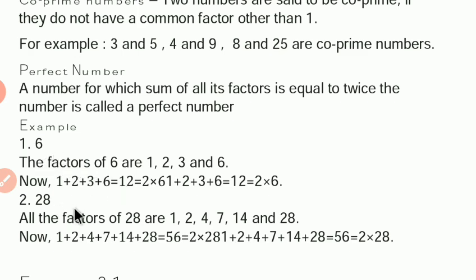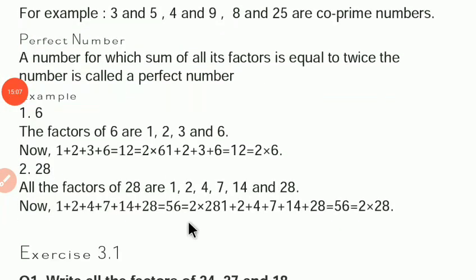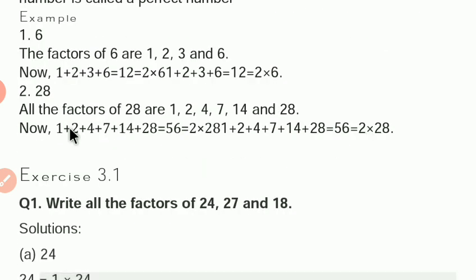Second one, 28. What are the factors of 28? 1, 2, 4, 7, 14 and 28. Now add all the factors. 1 plus 2 plus 4 plus 7 plus 14 plus 28. If you add, you will get 56. So you can see that 56 is 2 into 28, meaning it is twice of 28. So 6 and 28 are perfect numbers.